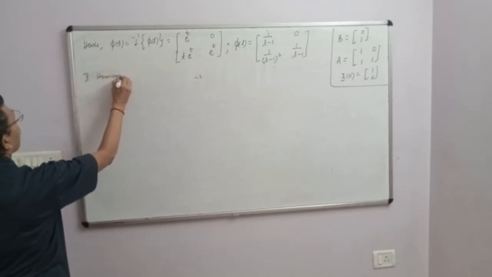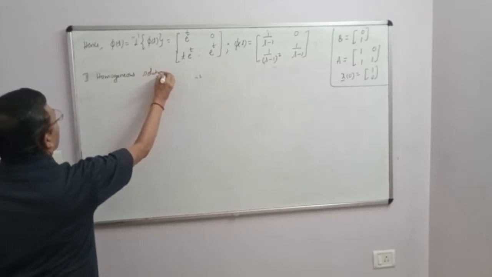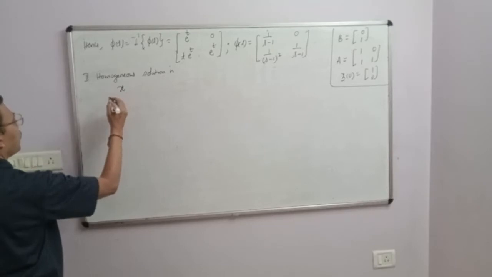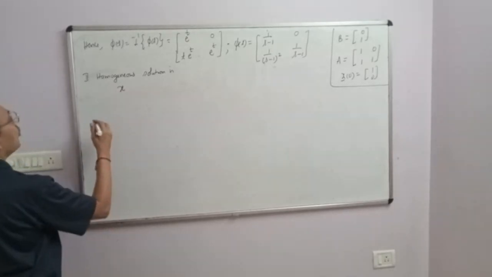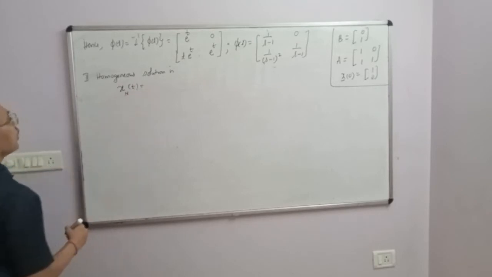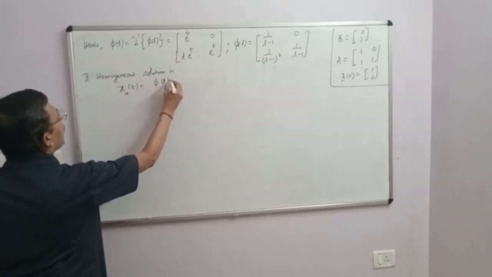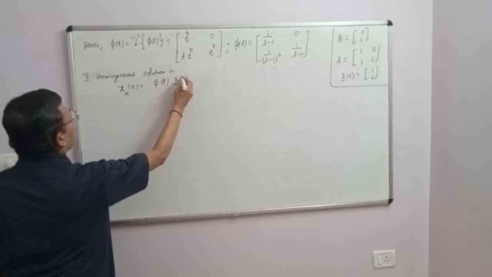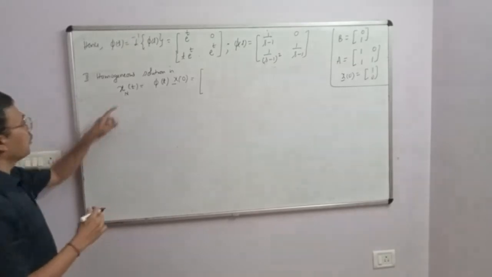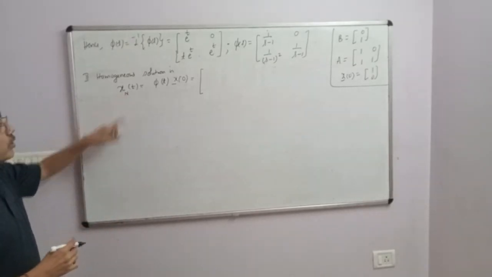The homogeneous solution is x n of t. x n of t is equal to phi of t into x bar of 0. I use the suffix n because the homogeneous solution is also called the natural solution.